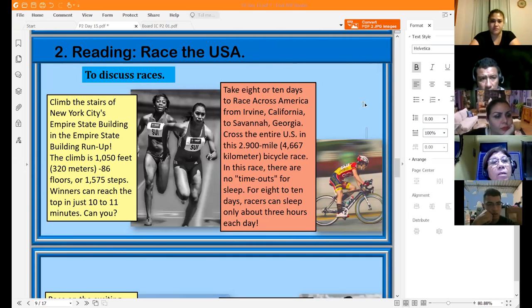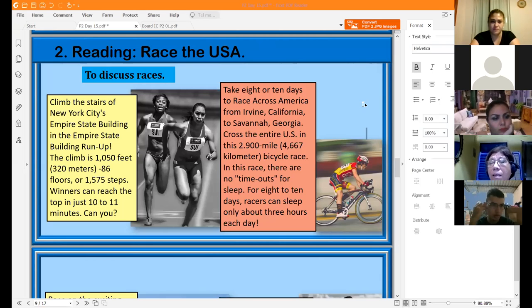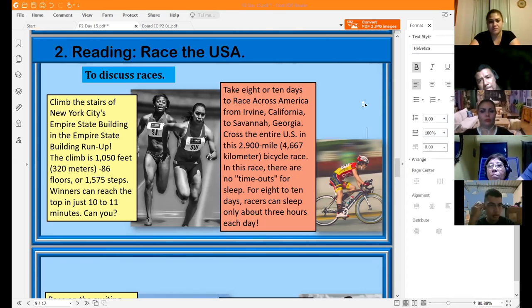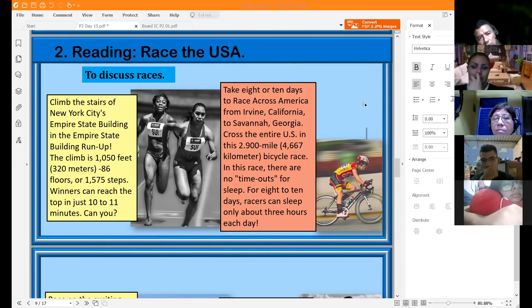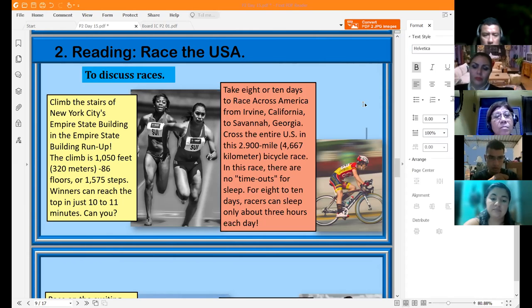Climb the stairs of New York City. Empire State Building. In the Empire State Building, run up. The climb is 1,050 feet, 320 meters, 86 floors, or 1,575 steps. Winners can reach the top in just 10 to 11 minutes.